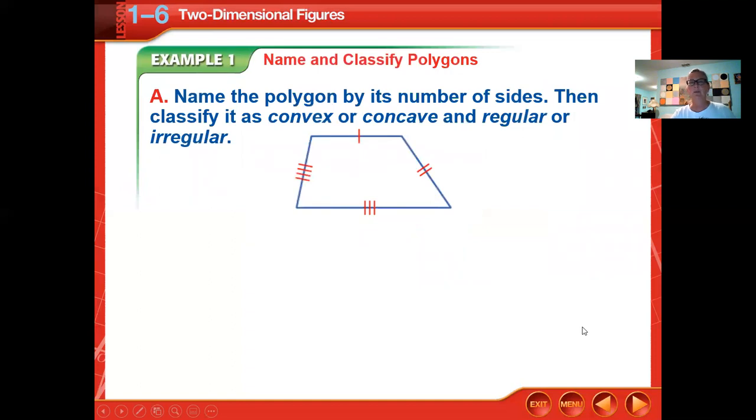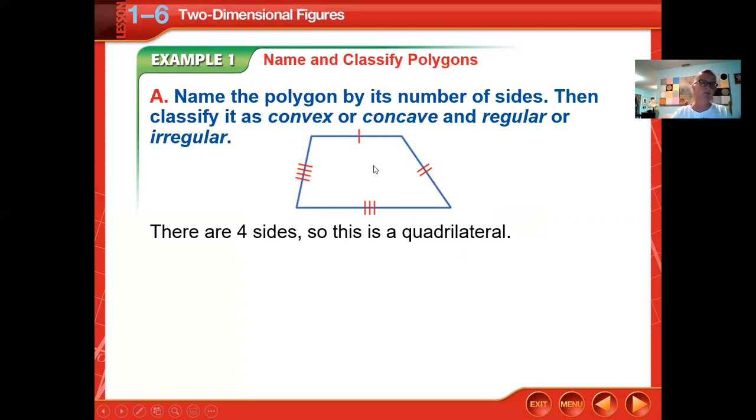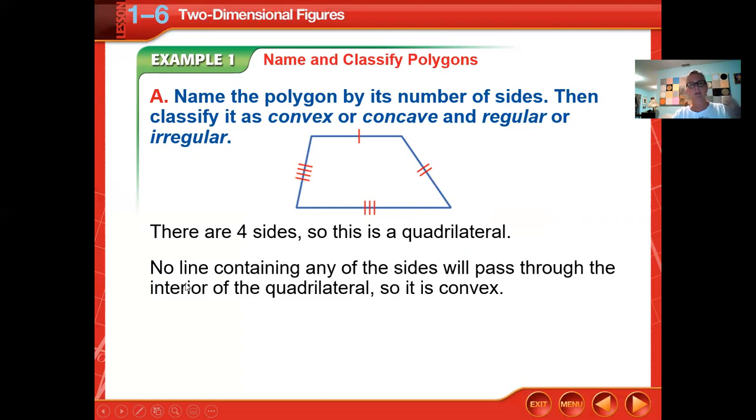So here's a couple where we're naming and classifying polygons. This polygon, it says name the polygon by its number of sides. So that's that table I showed you. This polygon right here has 4 sides, so this is a quadrilateral. Then we're supposed to classify it as convex or concave. Well, it's not caving in, so it's convex. Technically, this is how you describe that.